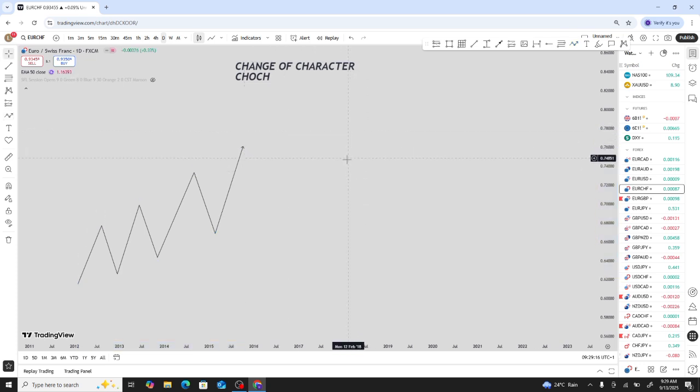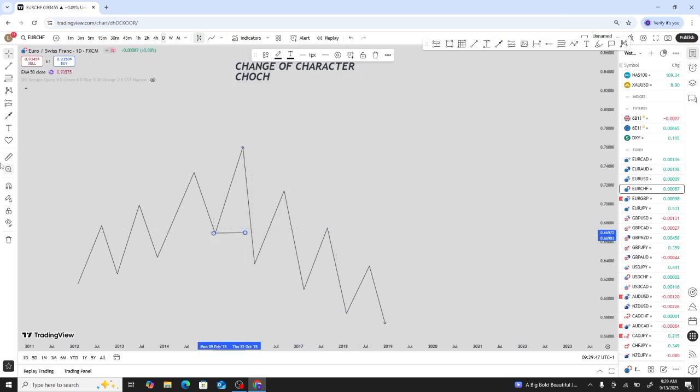Right? Now, a change of character is when the market breaks the last low and starts moving downwards into lower highs and lower lows, lower highs and lower lows. So this is your change of character. Why? Because the market has been doing a series of higher highs and higher lows, and it broke the last low. It broke it and changed the direction towards the downside. So at this point is your change of character.